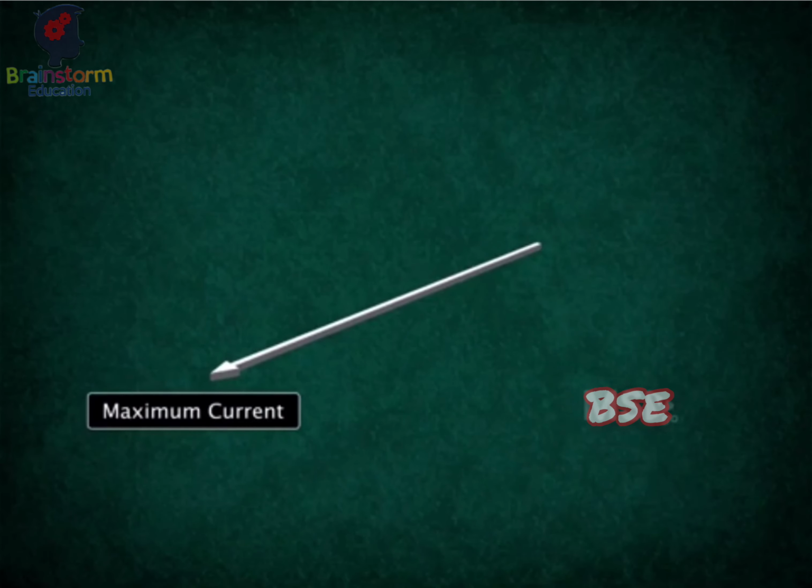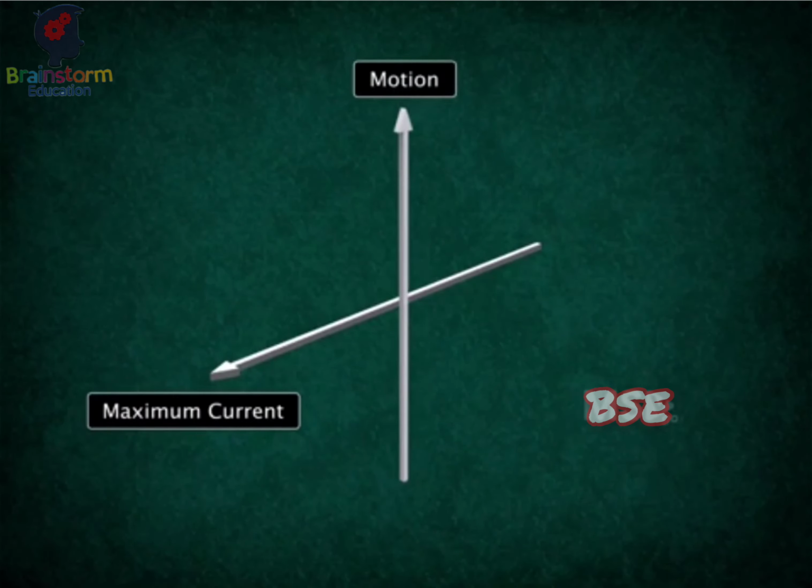The induced current is high when the direction of motion of the coil is at right angles to the magnetic field.